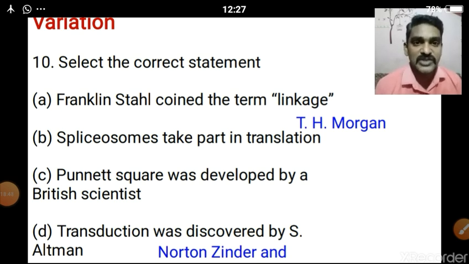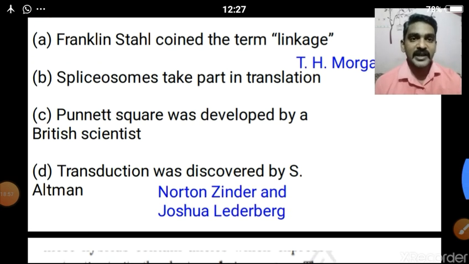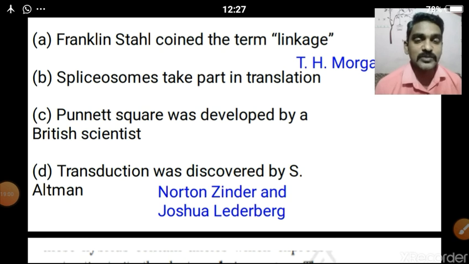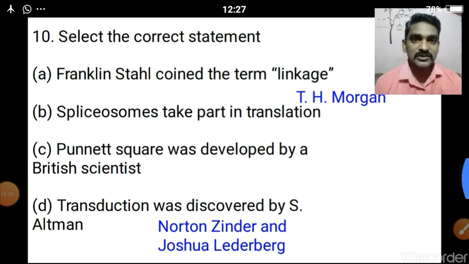The last option: transduction was discovered by Altman, they have given. Transduction was not discovered by him; it was discovered by Norton Zinder and Joshua Lederberg. So what about Altman? He found the catalytic activity of RNA. That is, RNA also acts as an enzyme, the catalytic activity, that is rRNA, the ribosome, right? This was discovered by Altman. So all three options are wrong.